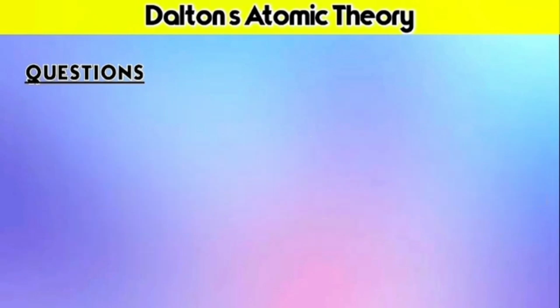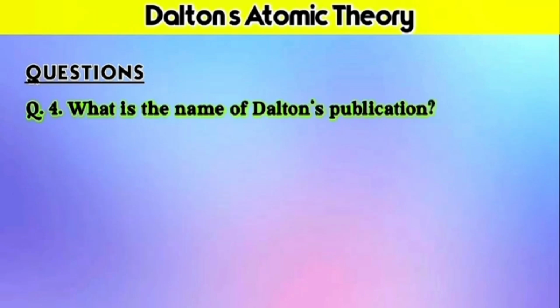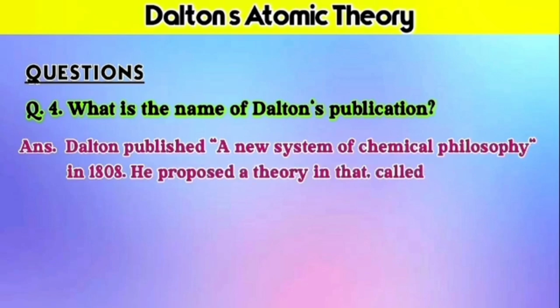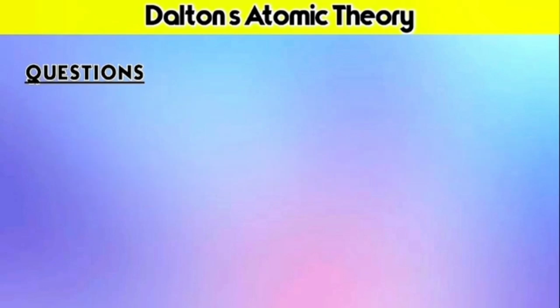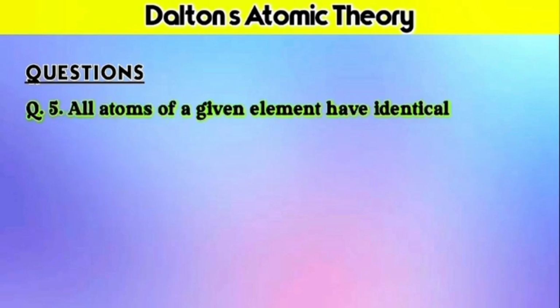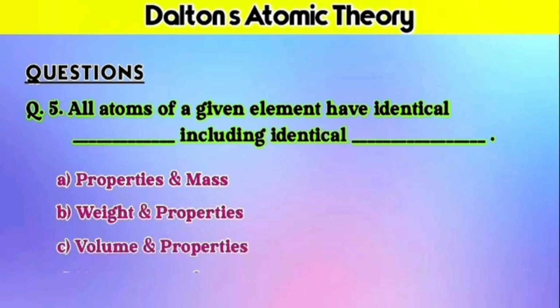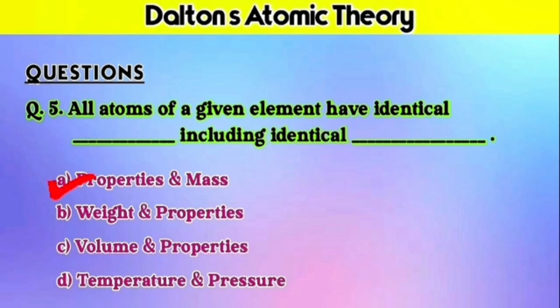And this is also one of the major drawbacks of Dalton's atomic theory. Now the fourth question is, what is the name of Dalton's publication? The answer is, Dalton published A New System of Chemical Philosophy in the year 1808. He proposed a theory in it called Dalton's atomic theory. Now the fifth and last question is, all atoms of a given element have identical what, including identical what? The options are A, properties and mass; B, weight and volume; C, volume and properties; and D, temperature and pressure. So simply its answer will be A. Because according to Dalton's atomic theory, all the atoms of any given element have identical properties including identical mass.